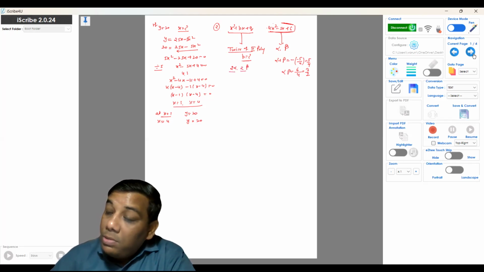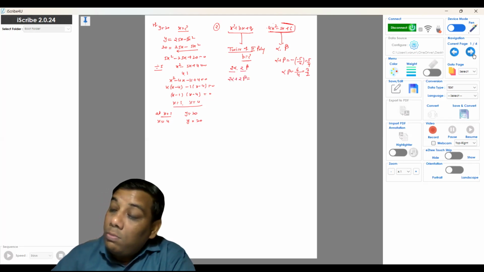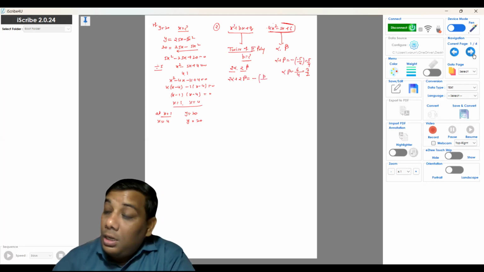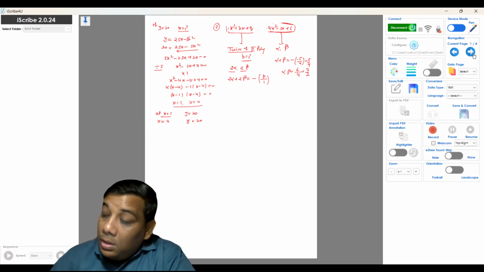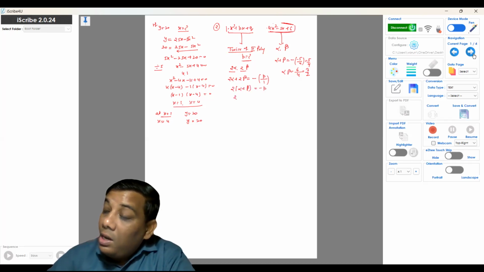Now here the sum of the roots, 2 alpha plus 2 beta, equals minus the coefficient of x divided by the coefficient of x square, that is 1. Now 2 is common, so 2 times alpha plus beta equals minus p. The value of alpha plus beta is 5 by 4, so p equals minus 5 by 2.